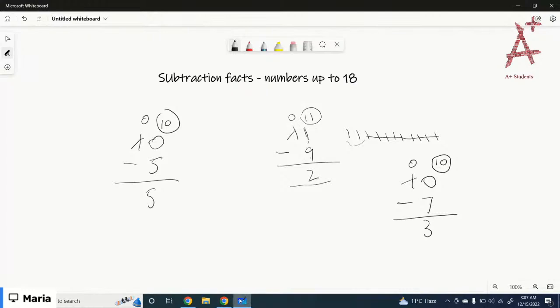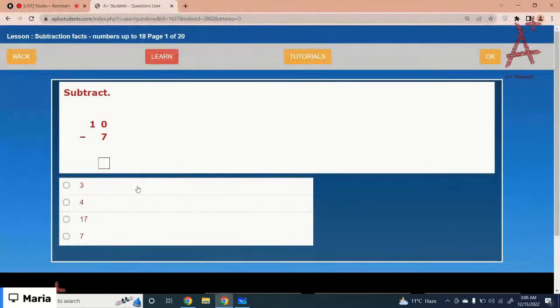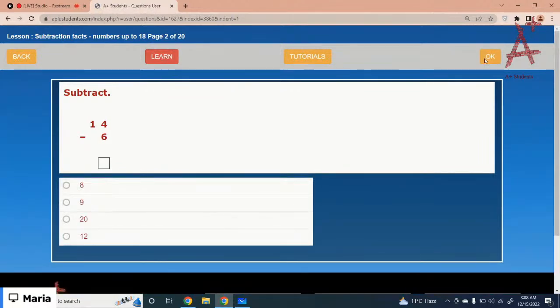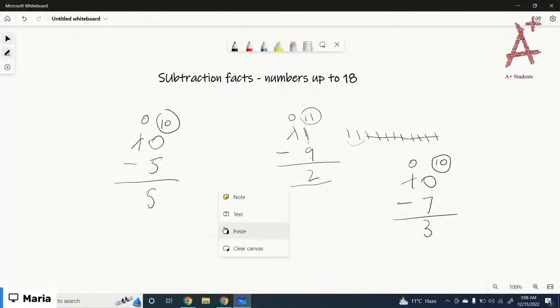Okay, so the correct option is 3. Just select the correct option. 10 take away 7 is 3. Just select the correct option and click on the OK button. Okay, the next one is 14 subtract 6.